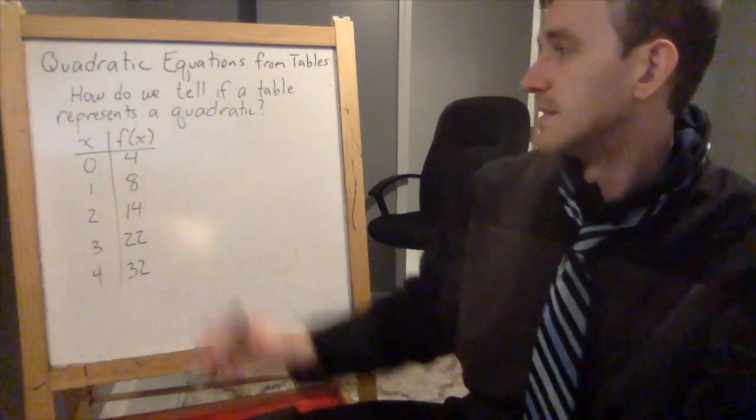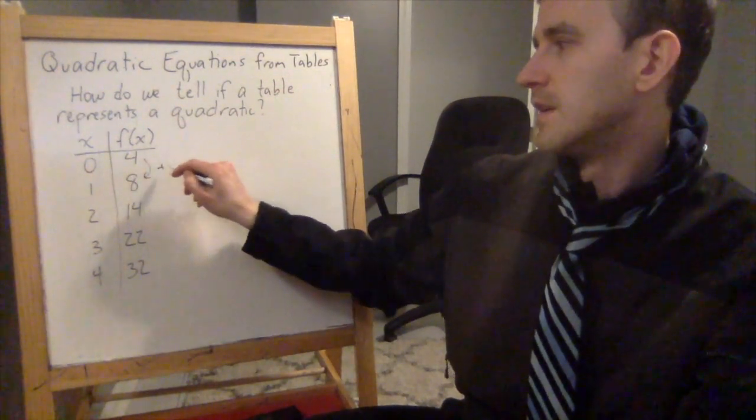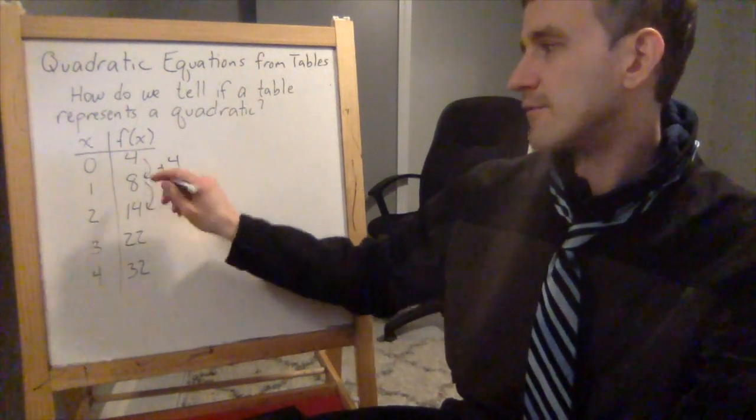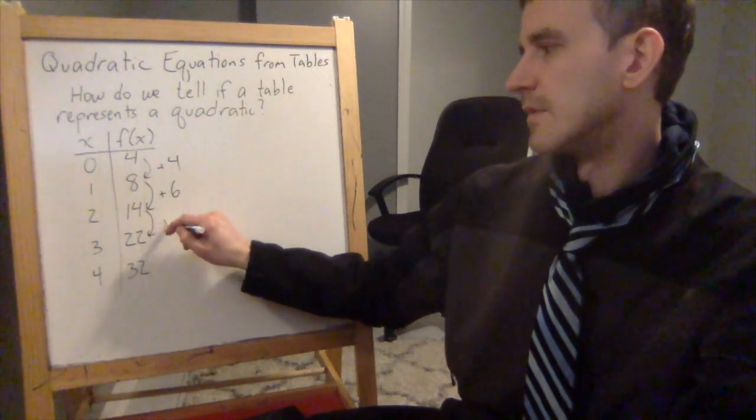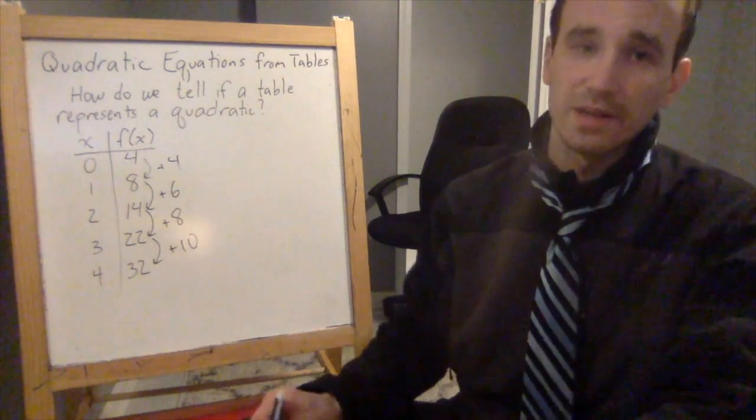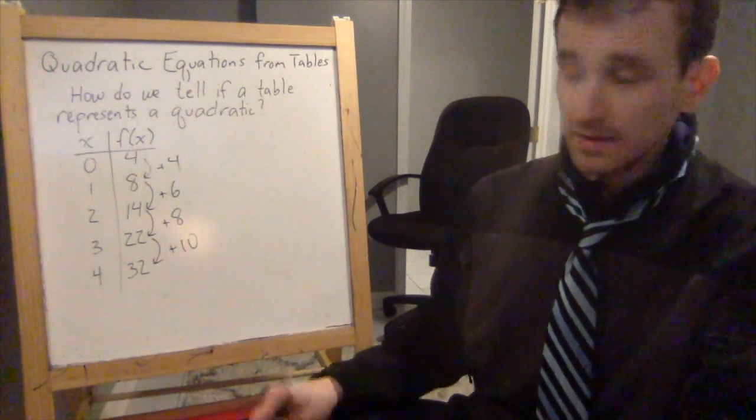So if we look at this particular table, we look at the differences. 8 minus 4 shows us that we're increasing by 4 between those two values. Then we take 14 minus 8. There we're increasing by 6. And then we're increasing by 8. And then 10. So if we look at our differences, they're not all the same, but we can see there is a pattern between them.